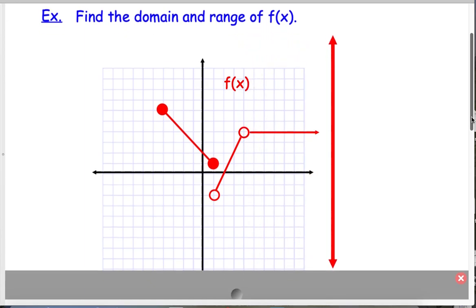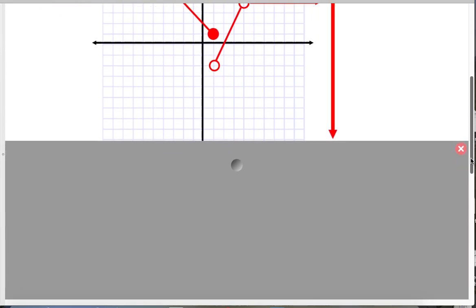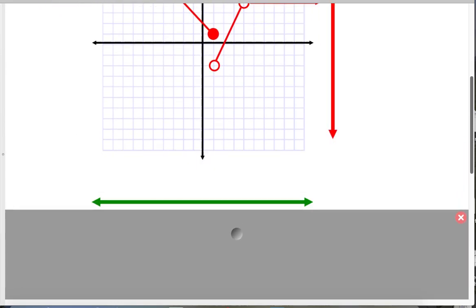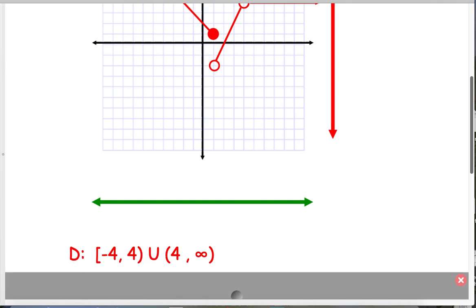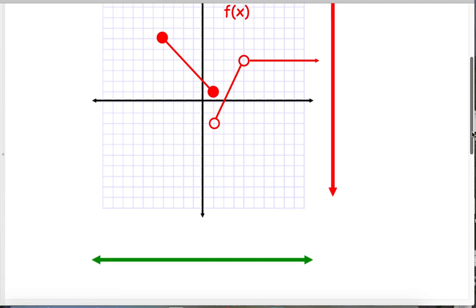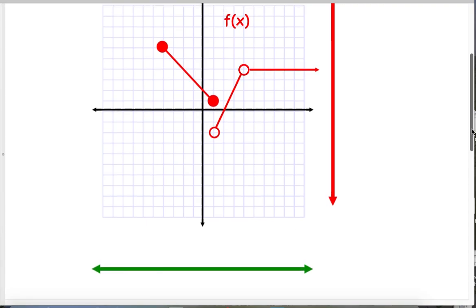So in terms of writing down the domain of this function, it goes from -4 to +4. We include the -4, but we're not including the +4, union with the interval from 4 to infinity. So basically it's going from -4 to infinity, except at x equals 4. All right, now let's go back and look at what about the range?